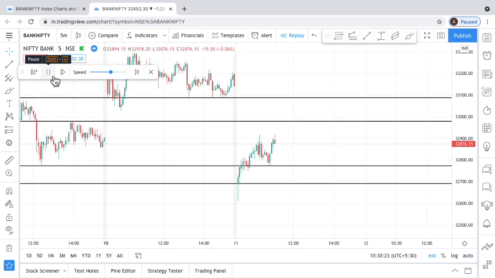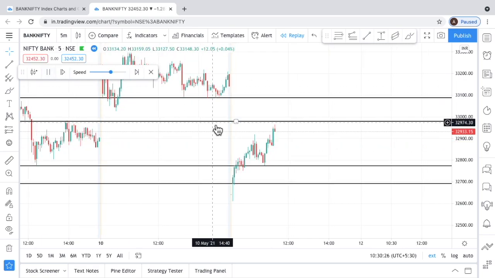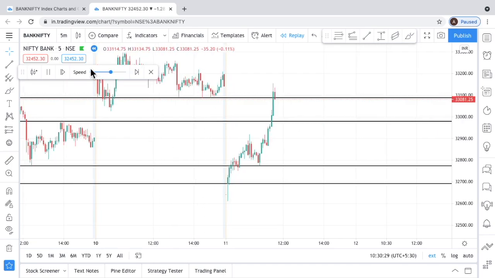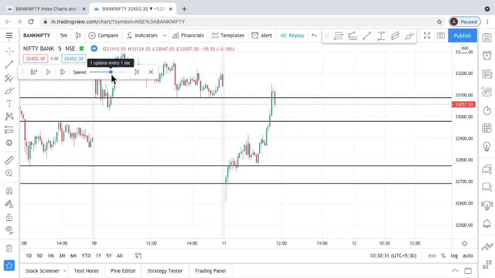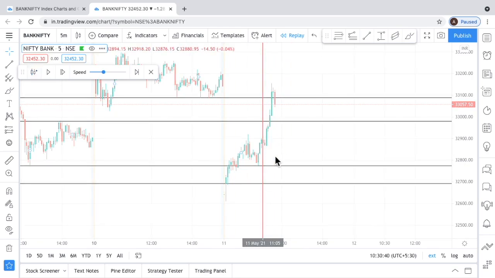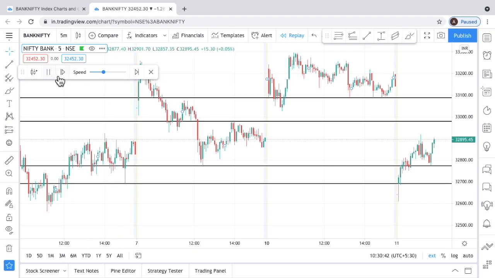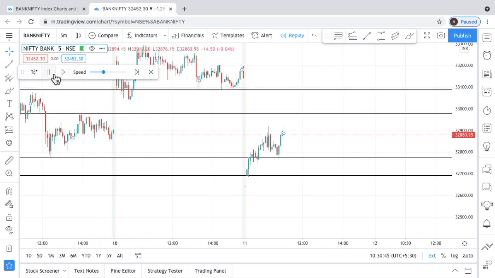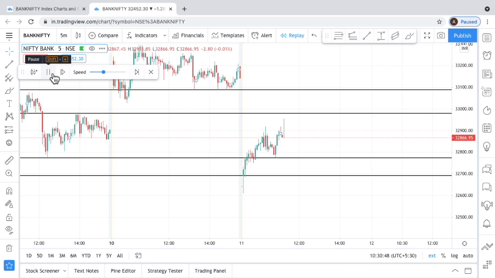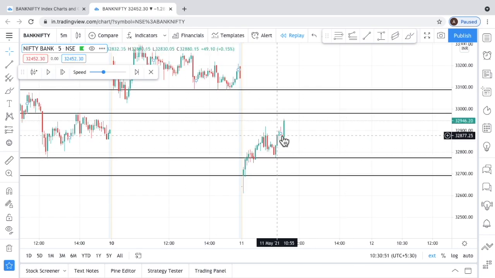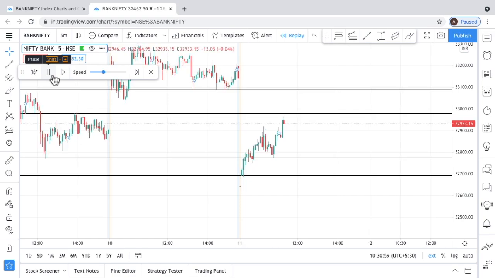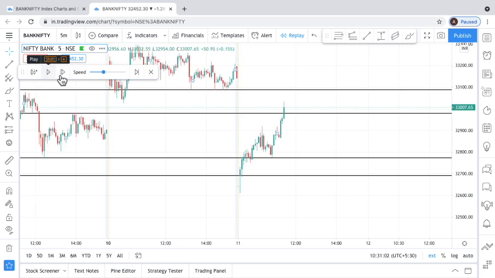Then what happened? We got a pretty good follow up on the upside, and this first black line on the top side was my target and this was my second target. Okay, see, as you can see, let me just go back a little. See, when we are getting an up move, this was my first target and this was my second target, right? So let's just see how it happened on the live market.